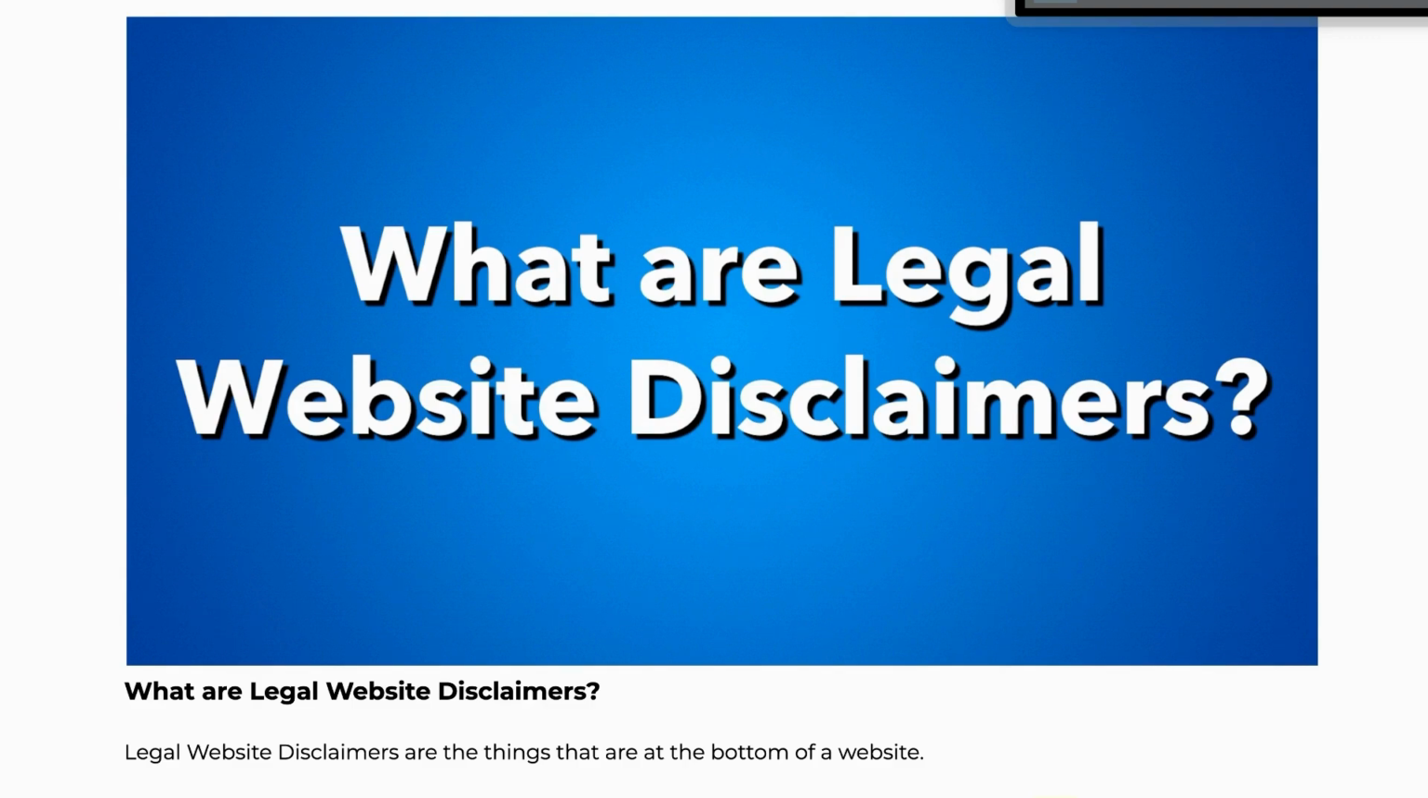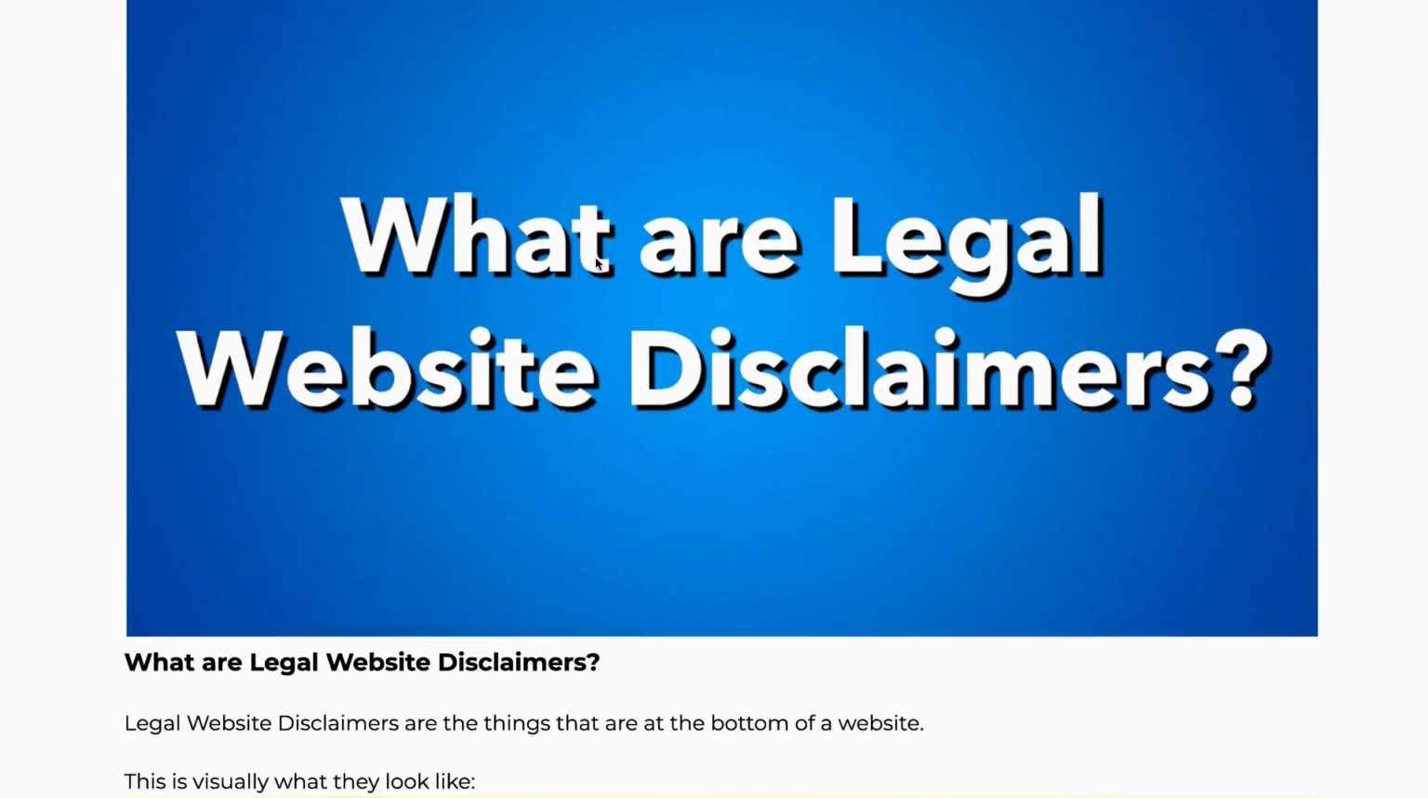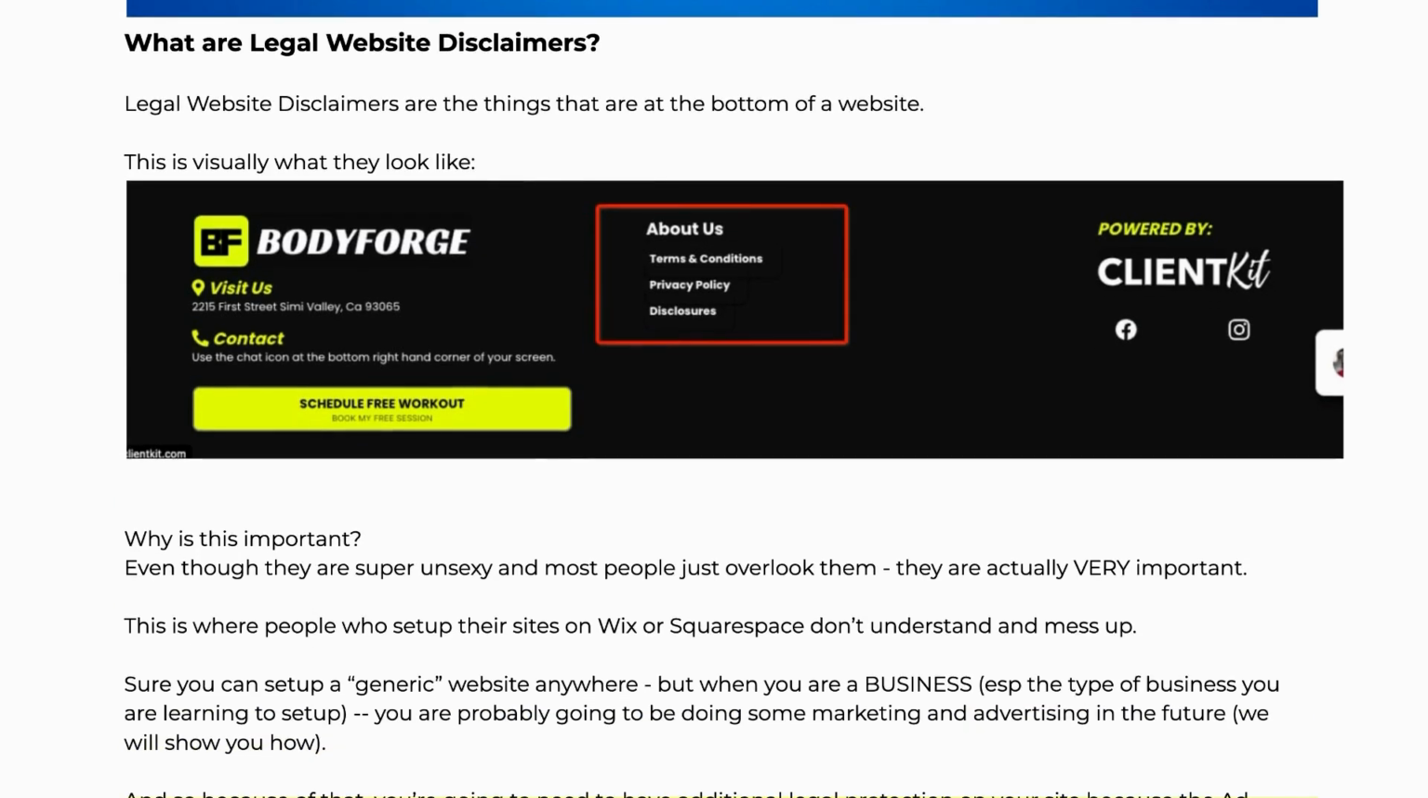Now, the very first question you might have is, hey, what the heck are the legal website disclaimers? And that, my friend, is a very good question. So legal website disclaimers are the things that you often will see at the bottom of a website. Okay, so visually, this is what they look like, right? So usually at the very bottom, there's going to be something like terms and conditions, terms of service, privacy policy, disclosure, those kinds of things.